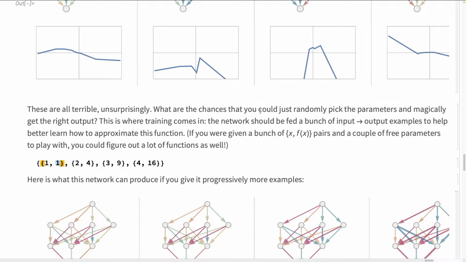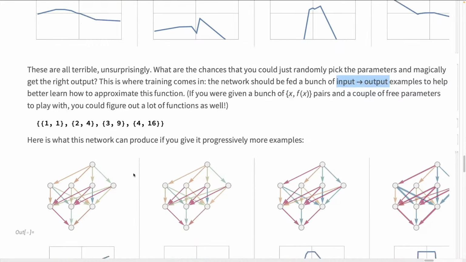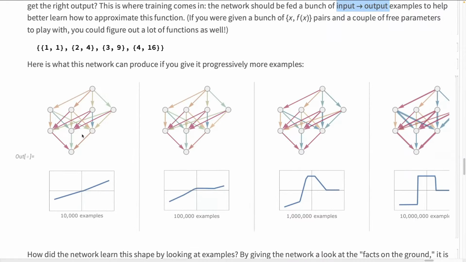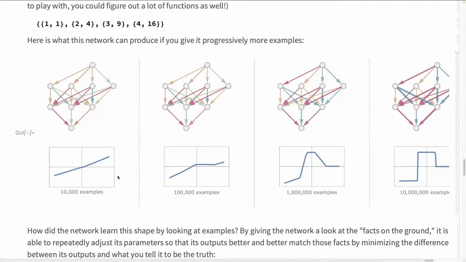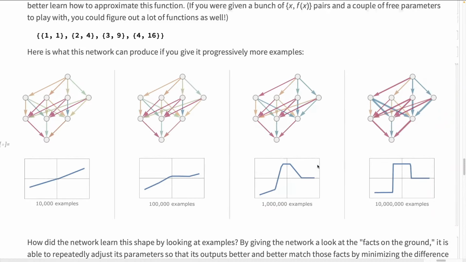you can learn something about how the inputs relate to the outputs. And the network is going to do the same thing. We're going to give it a bunch of these input-output examples, and through those examples, we hope that it will learn how to replicate the function that is generating those input and output pairs. So if we give this network 10,000 examples, this is the best we can do. If we give it 100,000 examples, this is the best we can do. And so on. As we give it more and more examples, it's able to learn better and better what the shape of the function is. And you can see it does require a good number of examples here.